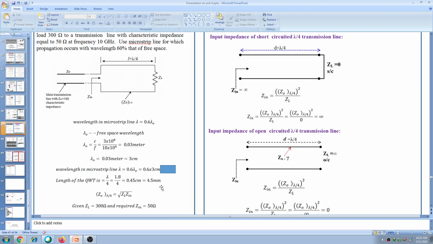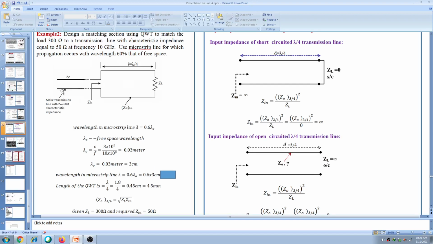It is lambda by 4 at the operating frequency, that is 10 gigahertz. So that we got now. Design length over. Next, you should calculate the characteristic impedance of this quarter wave line. To get this, ZIN should be equal to Z0 according to our problem. Z0 is given, the characteristic impedance of the main transmission line is 50 ohm. Automatically we want ZIN to be equal to 50 ohm.